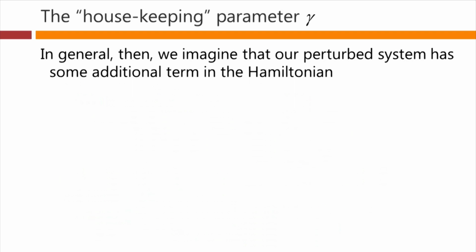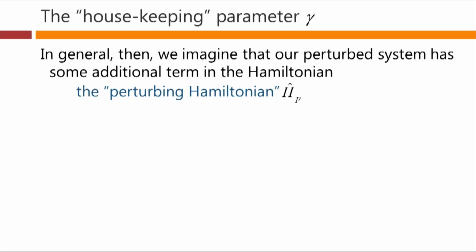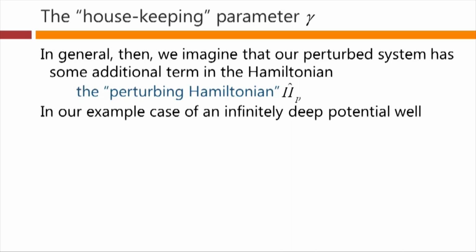In general, then, we imagine that our perturbed system has some additional term in the Hamiltonian, and we call that the perturbing Hamiltonian. So far I've talked about applying some electric field that would therefore correspond to some perturbing Hamiltonian. In this theory, we're a bit more general than that, but we imagine that we've somehow made a perturbation to the system that corresponds to adding in some perturbing Hamiltonian to the Hamiltonian of the system.